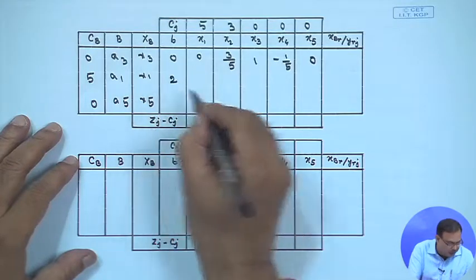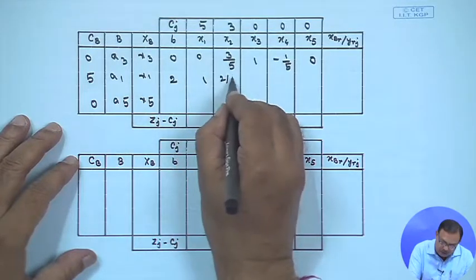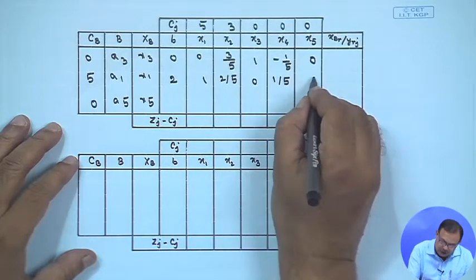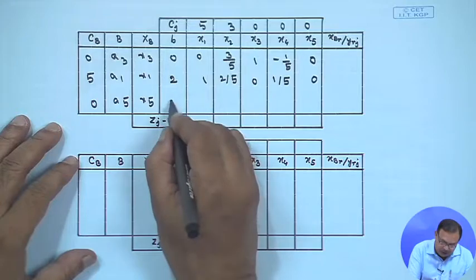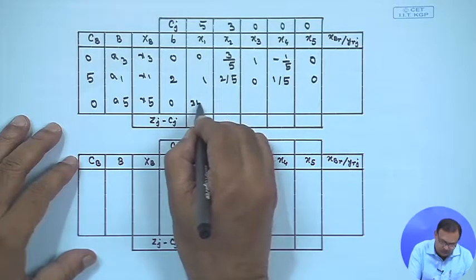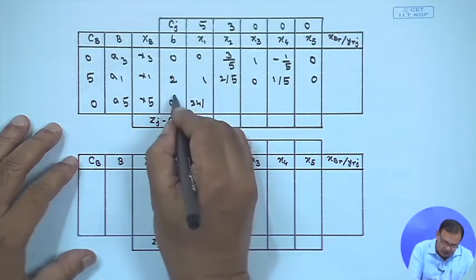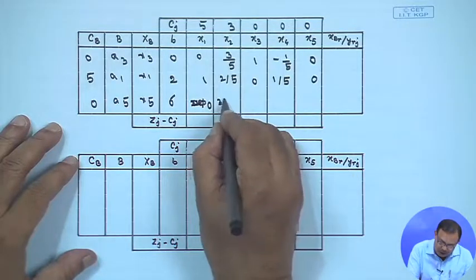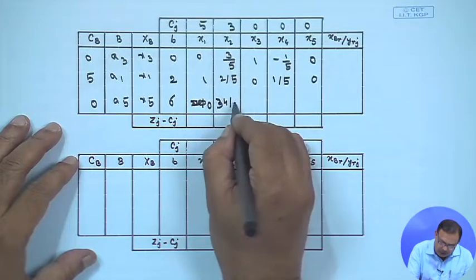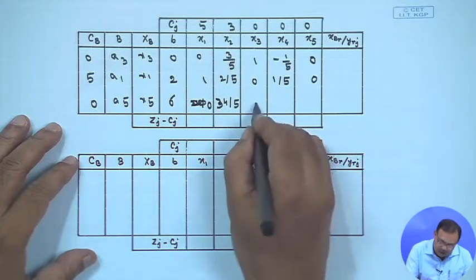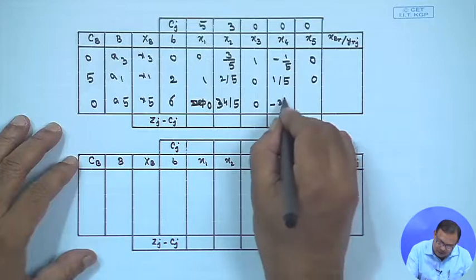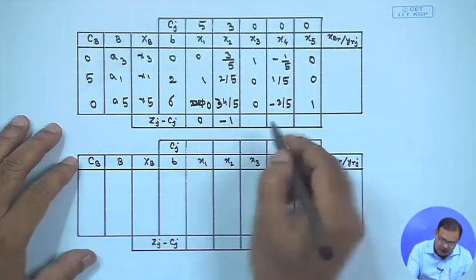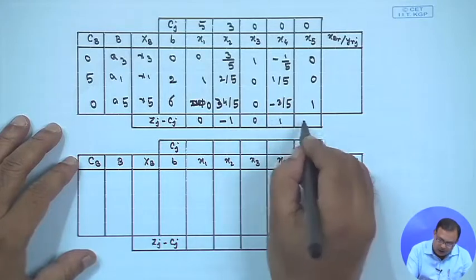The second row will be 2, 1, 2 by 5, 0, 1 by 5 and 0. Third one will be 0, 34 by 5. Sorry, this will be 6, this will be 0. Next one is 34 by 5, 0, minus 3 by 5 and 1. If you calculate Zj minus Cj, it will become 0, minus 1, 0, 1, 0.